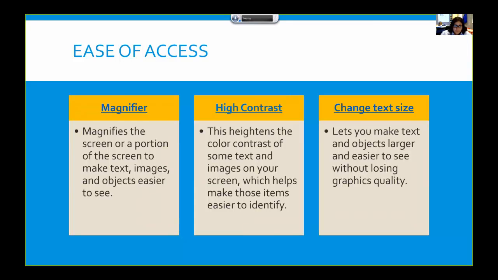Magnifier is a part of the ease of access. There's going to be two different options. One of the options is kind of like a bar, and you could just move that bar around. Another one is you get to magnify the whole screen. And then for high contrast, it helps you identify certain items easier. And then changing the text, it will allow the text, like on websites and all that stuff, to automatically be changed to a larger font.